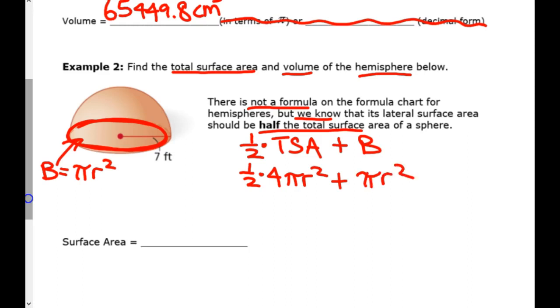So it looks kind of complicated, but it hopefully makes sense. Half of a sphere plus a circle. All I have to do is replace r with the radius. What is r? 7. So let's replace this stuff. 1/2 times 4 pi 7 squared plus pi 7 squared.